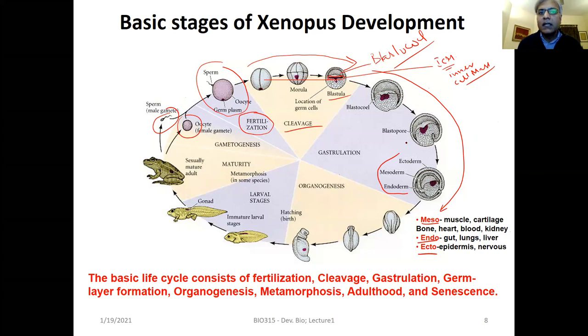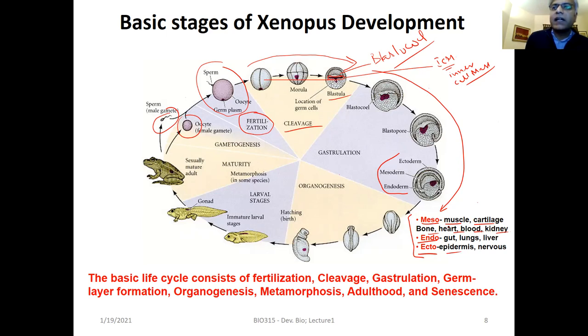It's the large-scale movement of the cells, and it's the kind of cell types which originate from these germ layers. Collectively, these three are called germ layers. Don't confuse them with germ cells. For example, mesodermal cells give rise to muscle, cartilage, bone, heart, blood, and kidney. Ectoderm gives rise to the epidermis, the skin, etc. The nervous system also comes from ectodermal cells. Endoderm gives you internal organs, for example the gut, lungs, and liver. This is the first or earliest sign of cell fate determination.